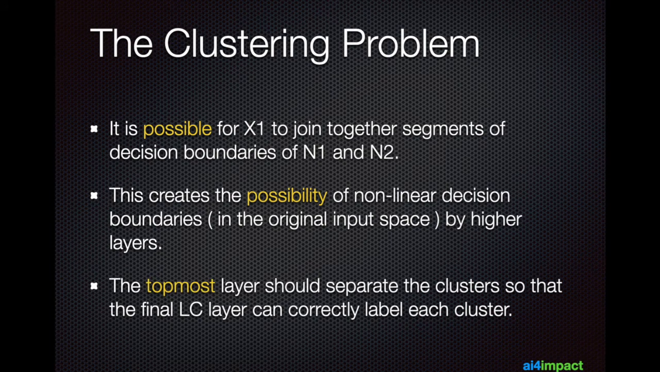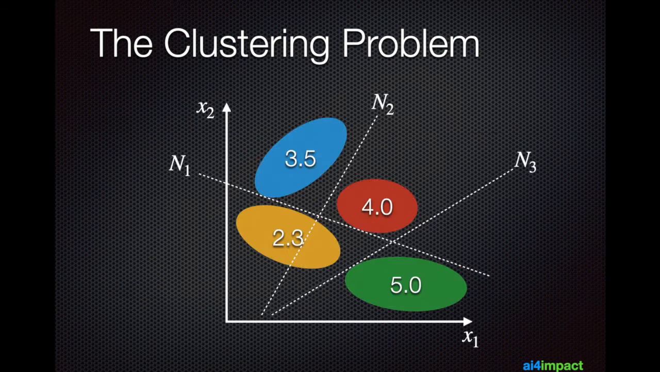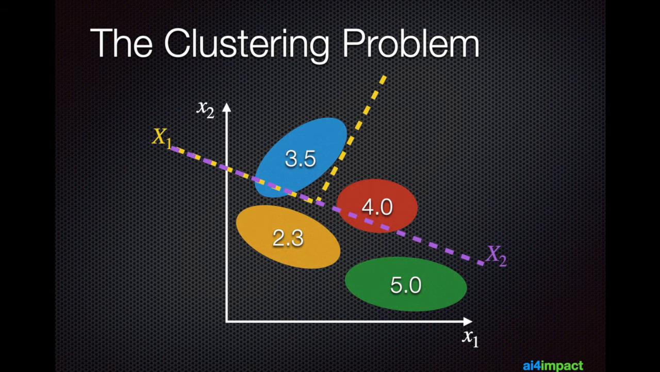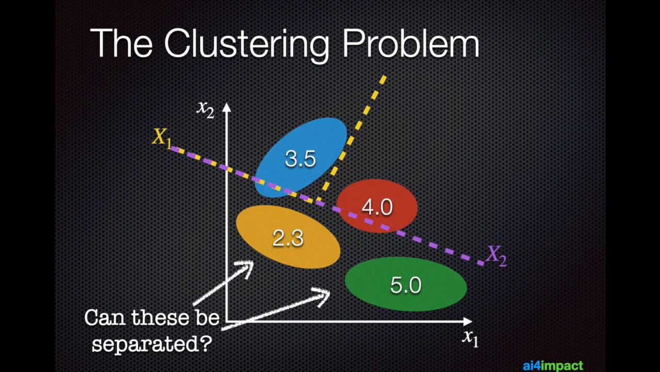Lastly, we see that the topmost layer should separate the clusters so that the final LC layer can correctly label each cluster. Let's see this in action. Here again we have the diagram with the clusters and showing N1, N2, and N3 decision boundaries. If this is X1, and let's say this is X2, the clusters 2.3 and 5.0 are not separated. Can we solve this? And the answer is yes.